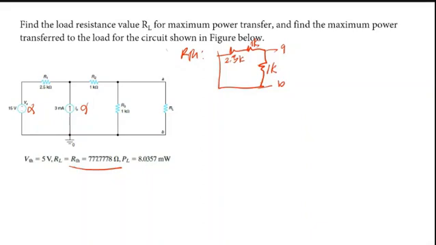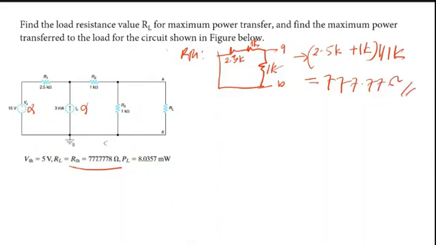So what you have here, 2.5K plus with 1K, and then this is going to be parallel with 1K. So that here you're going to have this, 777.77 ohm. This is already showing you the answer, okay?